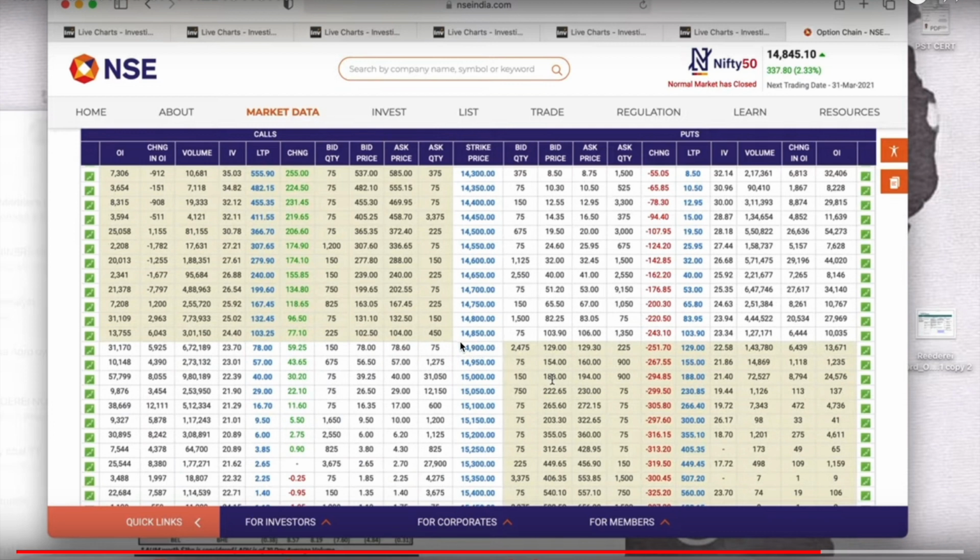On the call side, 14,900 has a price of 78 rupees and 23.7 is the implied volatility. 14,800 has an implied volatility of 25 and the price of 132. Coming on the put side, you see the implied volatility on 14,800 is 23.9 and the price is 83.95, whereas 14,900 is 129 and 22.58. Just note this down, remember this, and now we'll come to the data, what happened in the market on the next day.